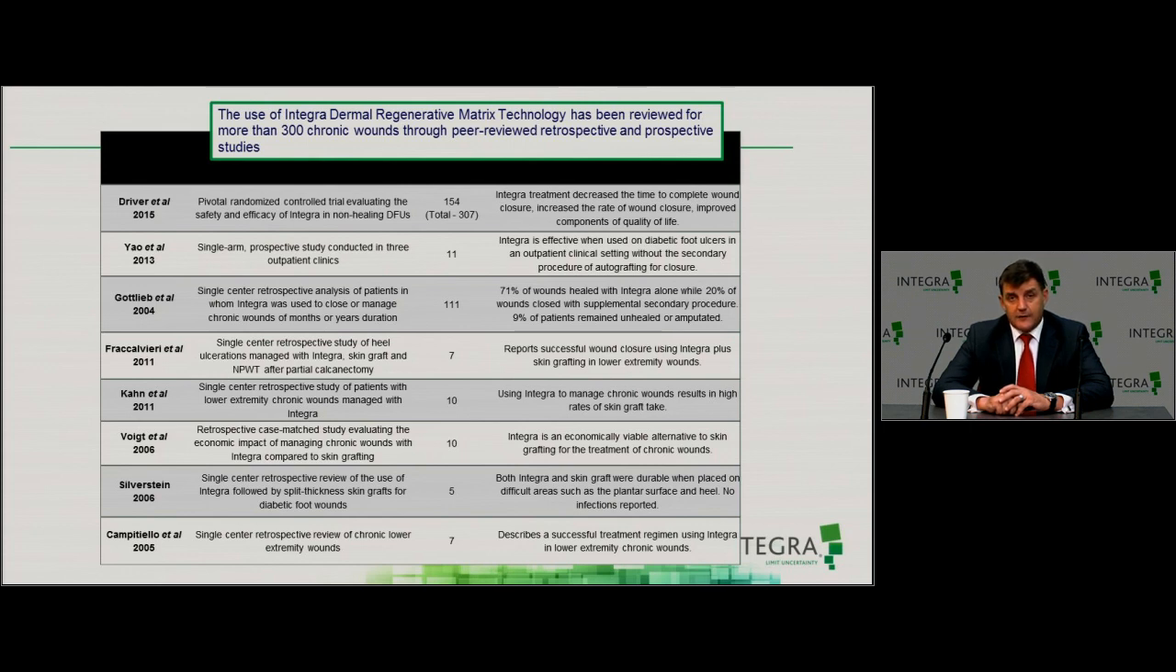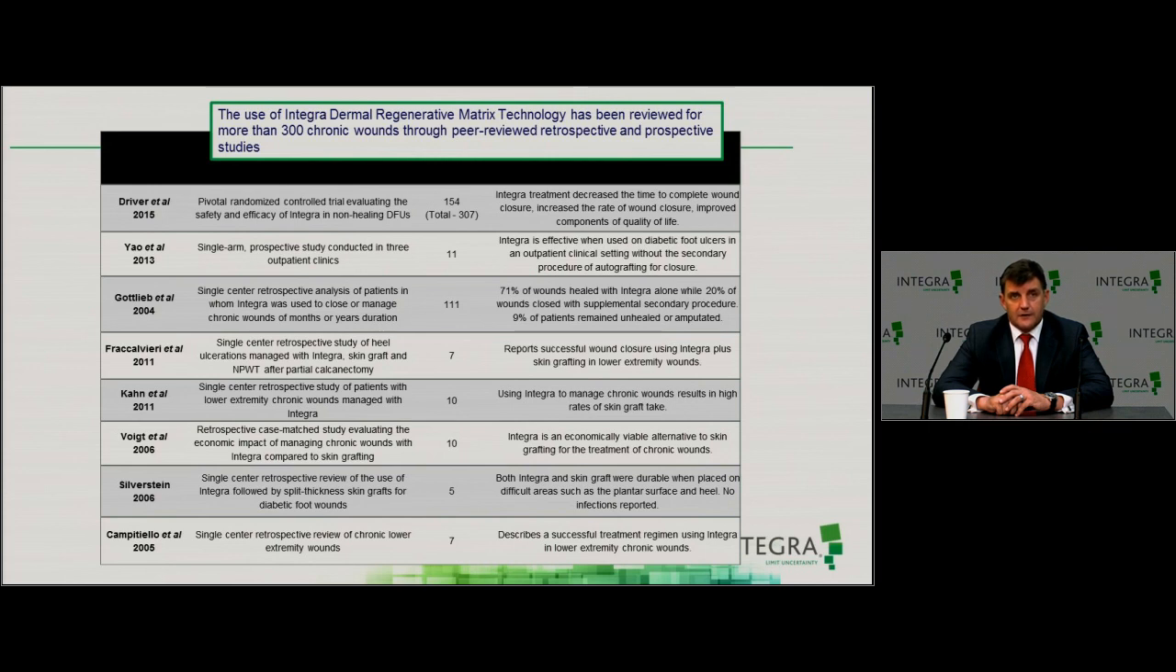I'll be presenting the DRIVE trial, or the Founders trial, secondarily. First, I want to comment on Dr. Gottlieb's trial, which is really a retrospective trial of 111 patients looking at lower extremity wounds with a whole host of different types of wounds, really.